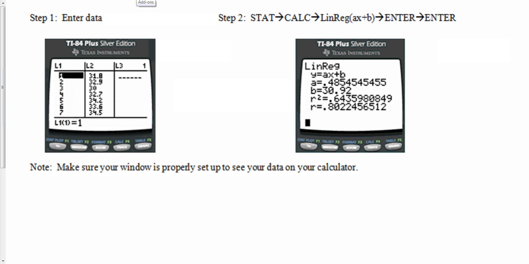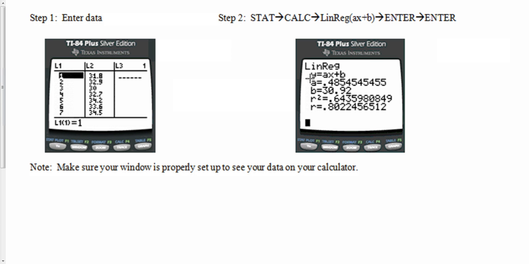With a TI-83 or 84, you would go into data mode. You would enter in for list 1 all the X values, so 1 through 10. For L2, you would write in all of the lengths in inches, like the 31.8, the 32.9, the 30, the 32.7, and so on. Then step 2, you would go to Stat, and Statistics, Calculate, C-A-L-C. We want linear regression, so AX plus B. In this case, actually, we think of it as MX plus B. Then hit Enter, and it'll give you all of this data here.